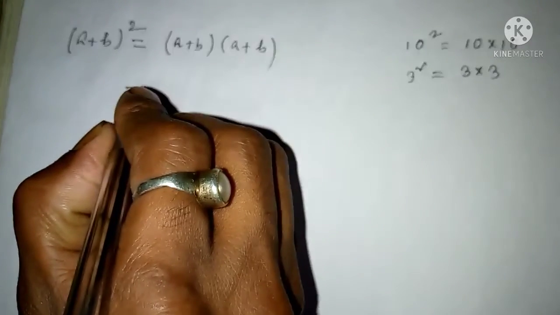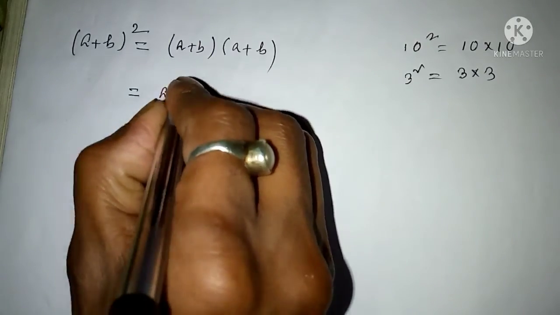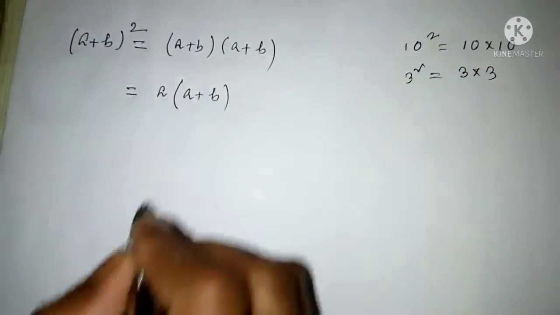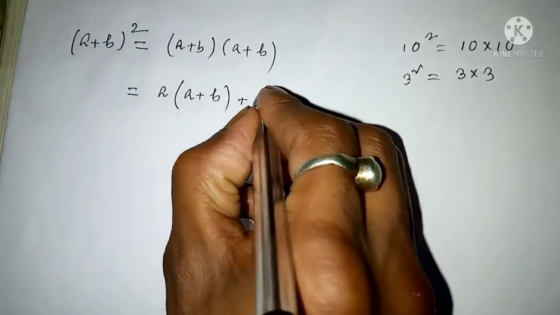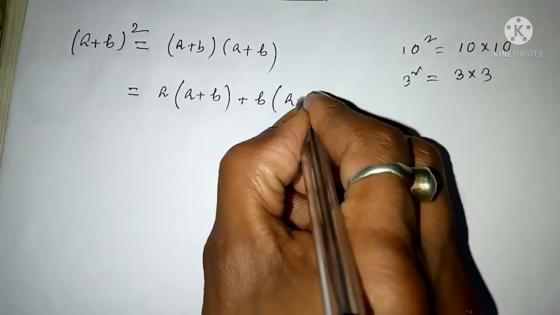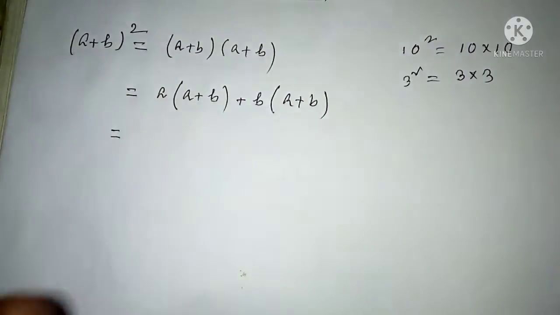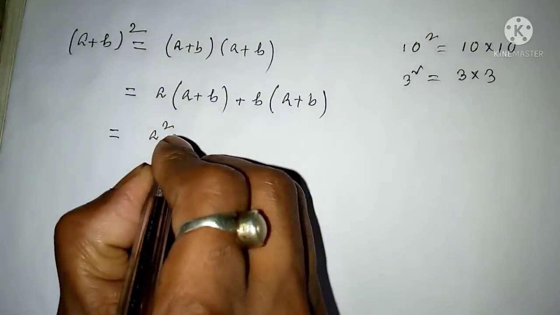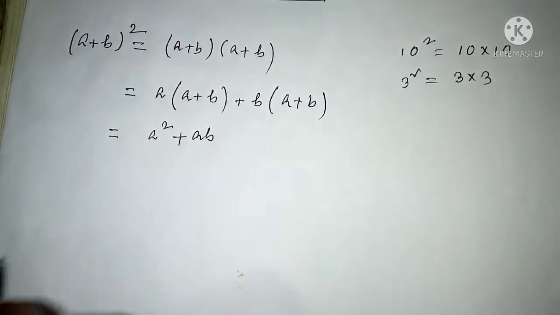So in our last class we discussed the distributive property. See here, a into the first term, into the second binomial, that is a plus b. Then you have plus b here, so you write plus b into a plus b. Then you multiply a into a, so we know this is a square. Then plus a into b, that is ab.